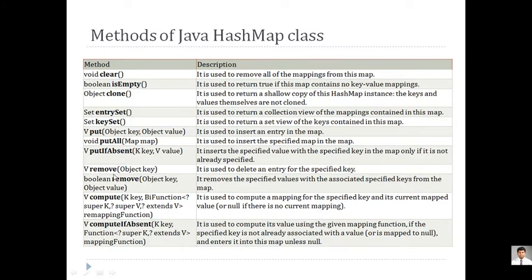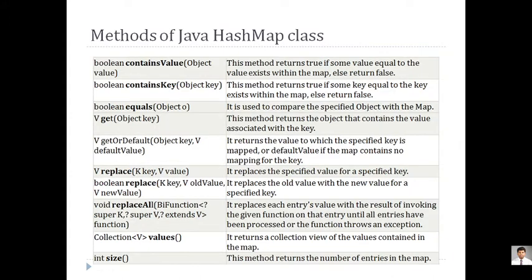Then there are different types of remove function. One remove function returns a value. Another remove function returns a boolean value. If it is a single parameter, it will return a value. If it is two parameters, with the key and value, it will return a true or false boolean value. Compute is used for implementing some business logic. Same way, compute if absent computes a key's value if it is absent. So we'll have an example of that today itself.